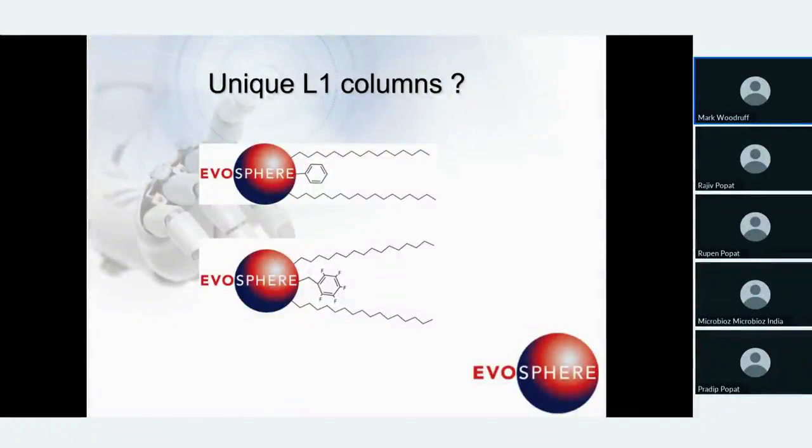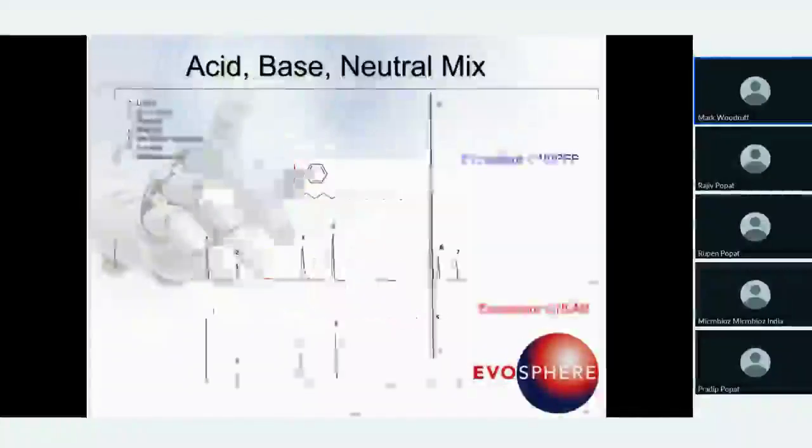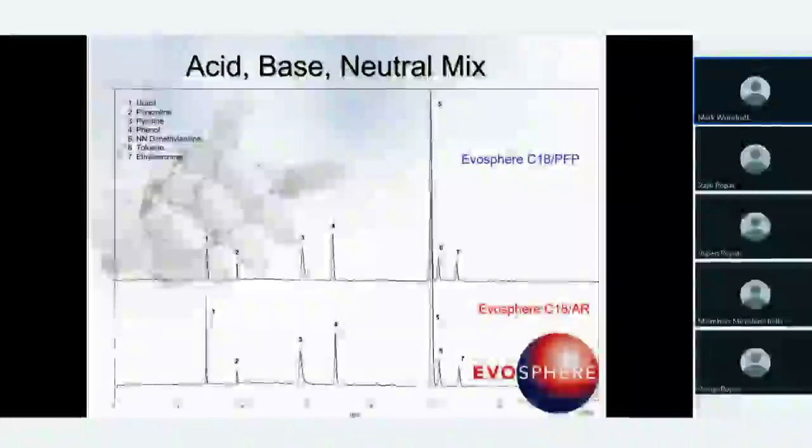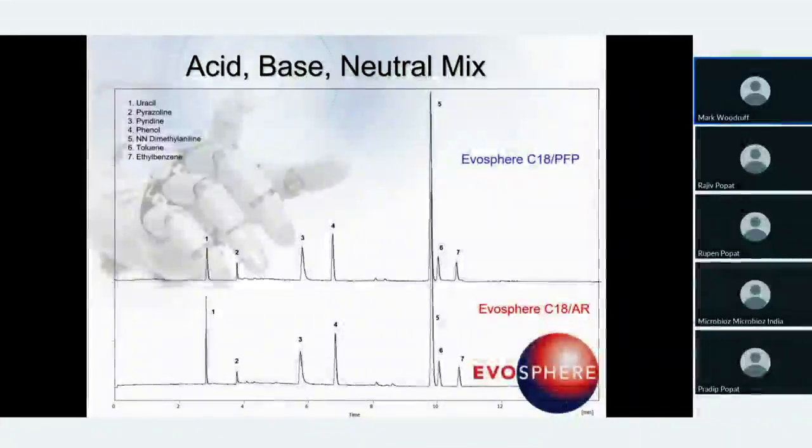When a traditional L1 column doesn't work, which of these do you move to? Well, they're still predominantly C18 phase chemistry. So in some applications, you will still see the same result between the compounds of interest. Here you see that there is very little difference between those two stationary phases, again on a mixture of basic and neutral compounds within our 7-peak mix that we're running here.